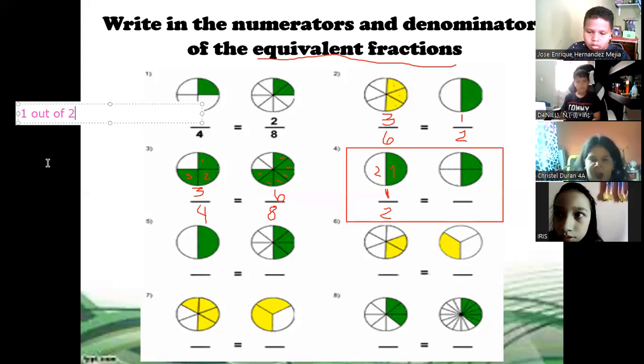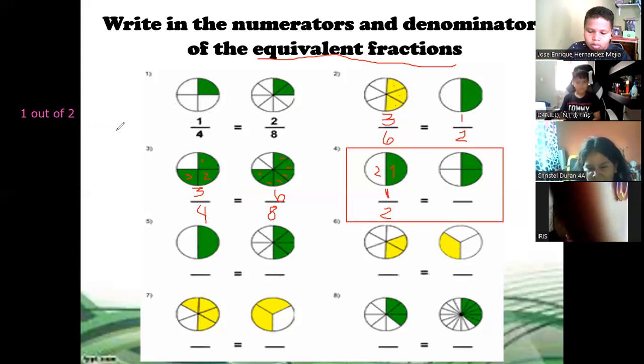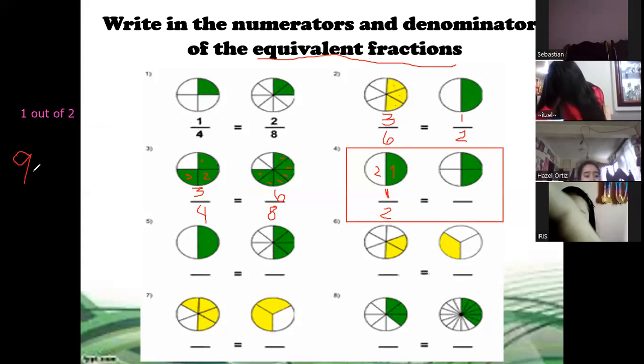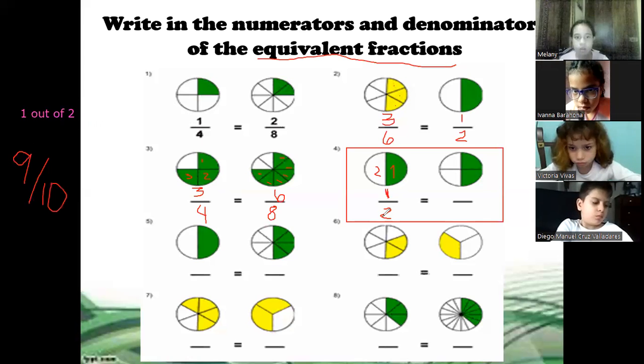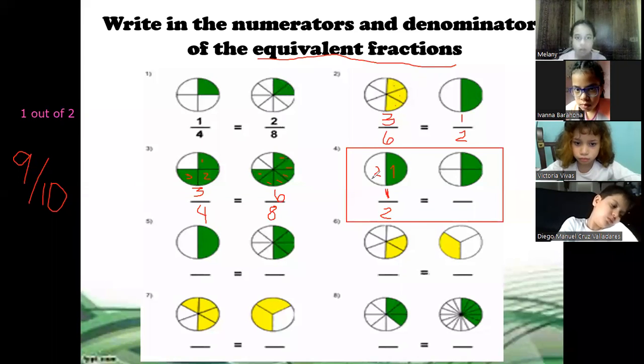It's like a score, como una nota. You say, oh, I got 9 out of 10. Usted se ganó 9 puntos de 10. So aquí hay una parte coloreada de 2. So the colored part needs to be up in the numerator.